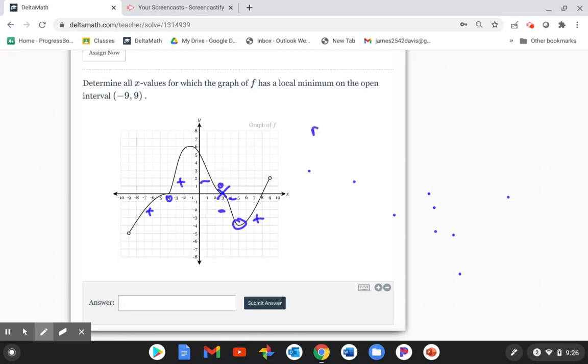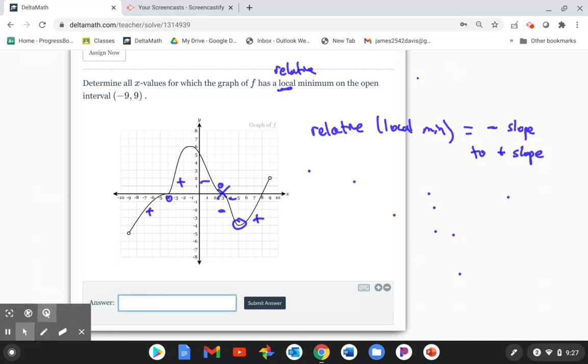A relative minimum or local minimum, it uses in this case a local minimum. That's the same thing as relative. You'll see those used interchangeably. So a relative or local min occurs where it changes from a negative slope to positive slope. So that's where we're going to be looking for relative mins. Suppose you could write that down if you want to. So there's only the one spot here, and that is at x equals 5.